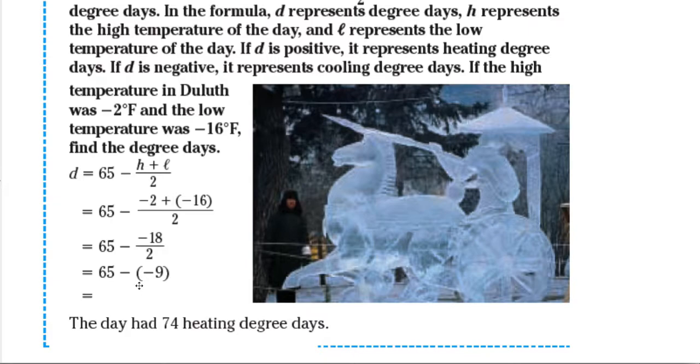And going back to our rule, when you are subtracting integers, you're actually adding its opposite, or adding its additive inverse. You remember that? So this becomes 65 plus 9. That will give you 74. And that's the reason why you have 74 as your degree day. Since it's positive, it's a heating degree day. Once this becomes negative, then it becomes a cooling degree day.